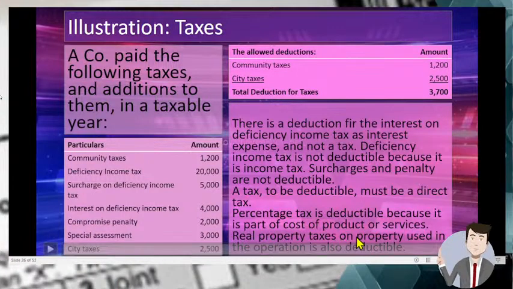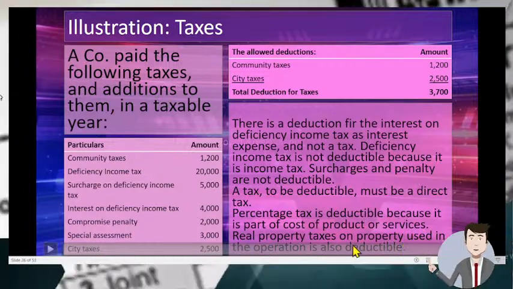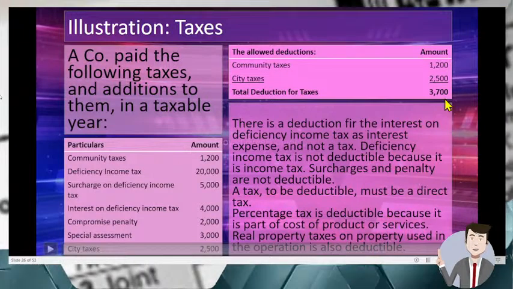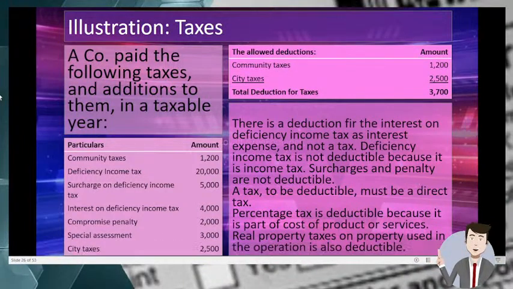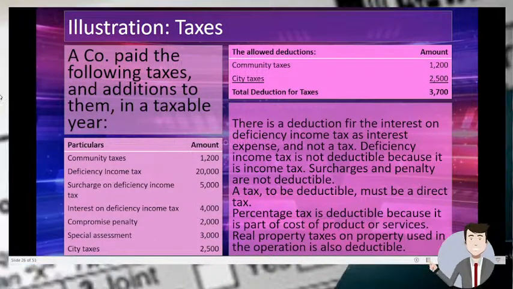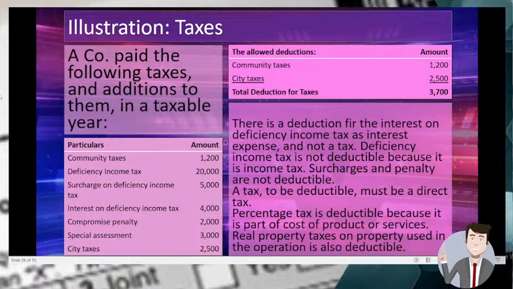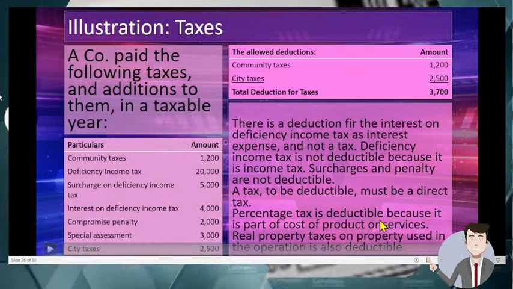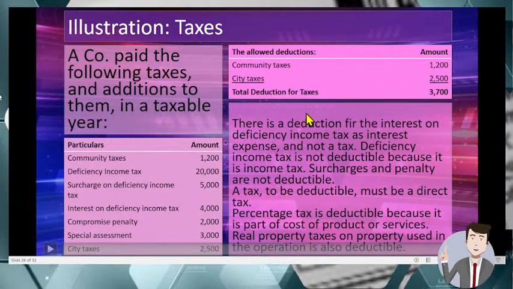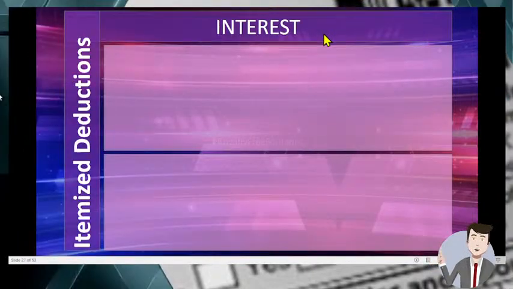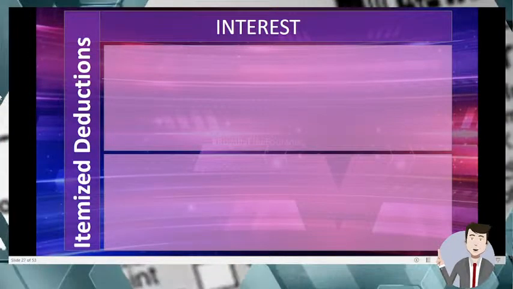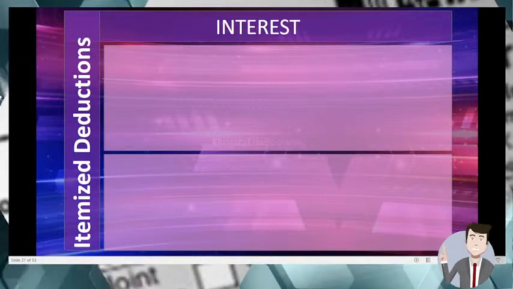Real property taxes on property used in the operation are also deductible. Please take note, we have another deductible tax, which is real property tax, as long as the property is under the name of the corporation and it is used in the conduct of business and trade of the corporation. Okay, so that's for taxes. Next, another type of itemized deduction is interest.